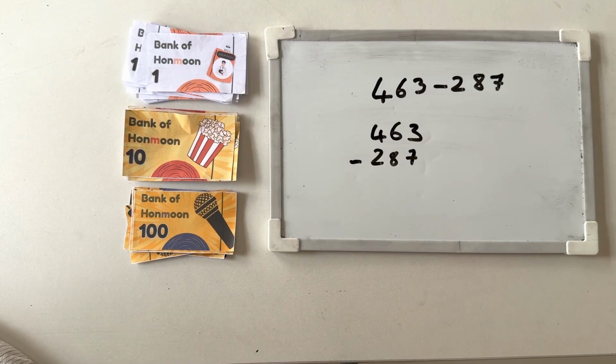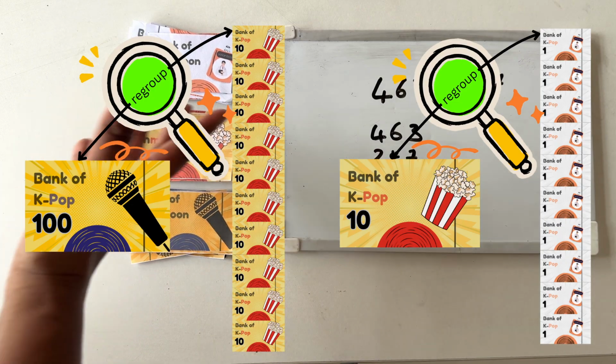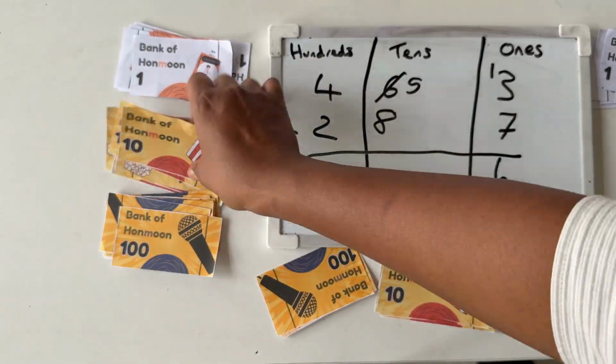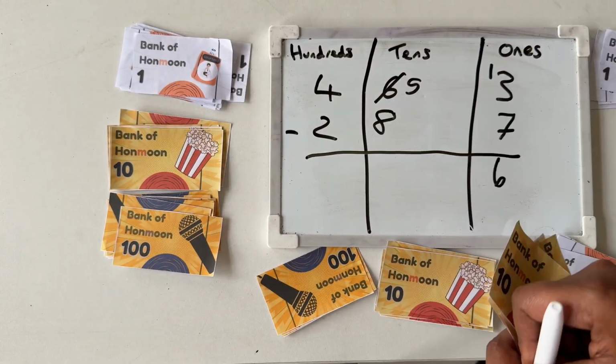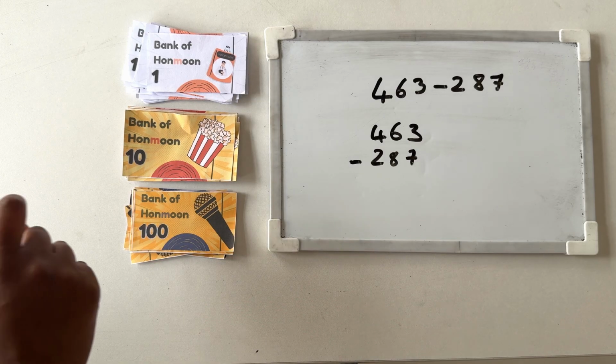Today we're subtracting 3-digit numbers using ones, tens and hundreds, and we'll still use our K-pop notes to keep track. The regrouping rule is the same. If the top number in a column is too small to subtract, regroup 1 from the next column to the left and turn it into 10 of the smaller note.